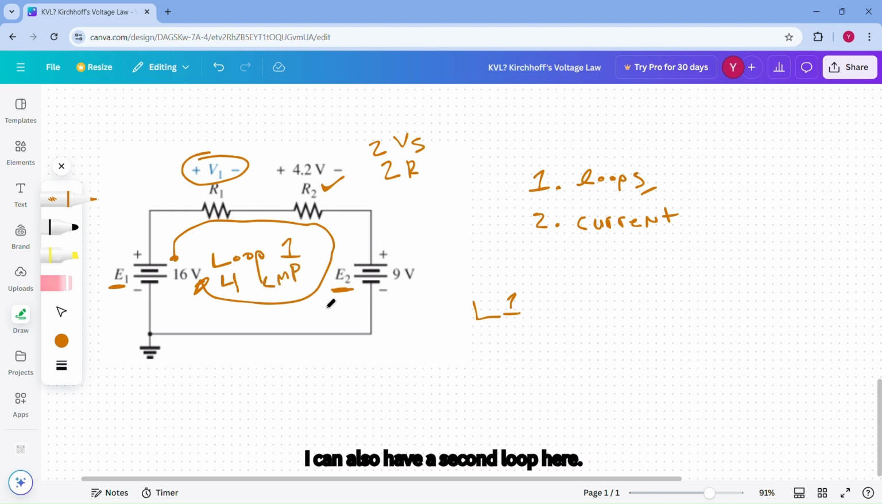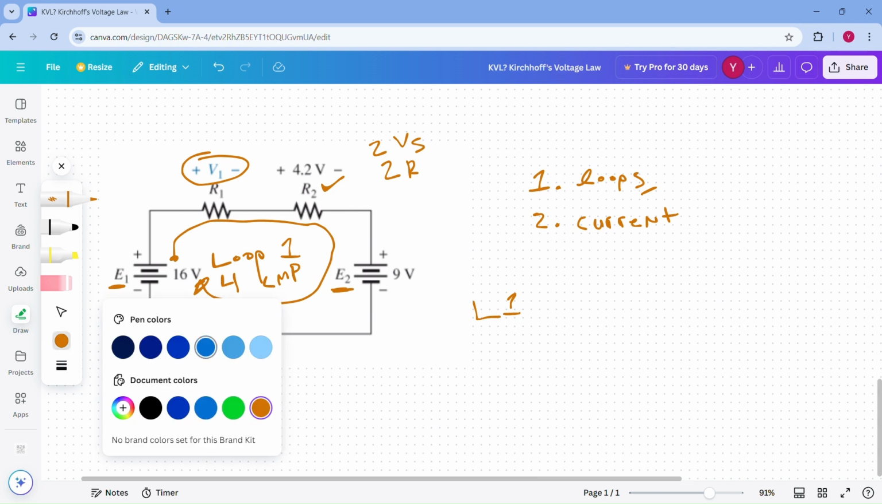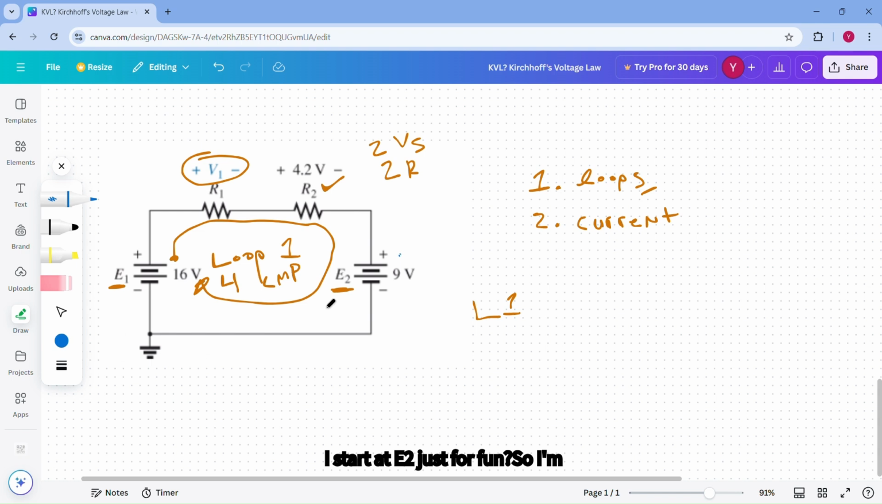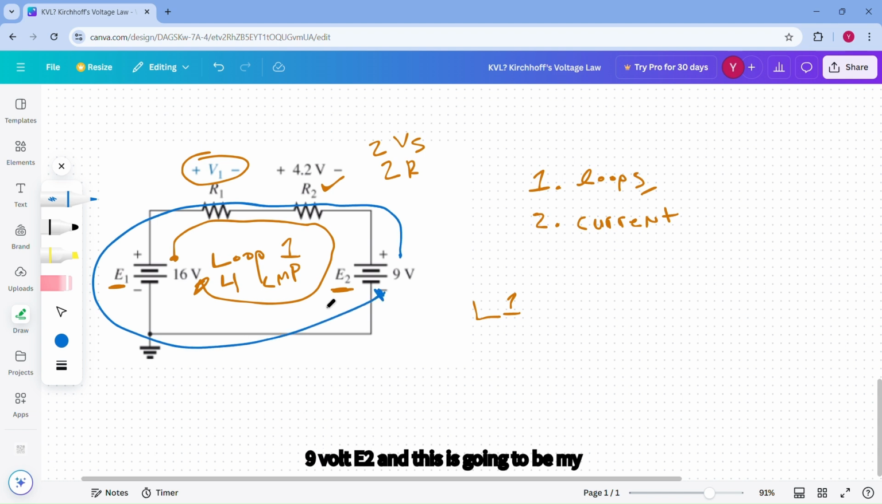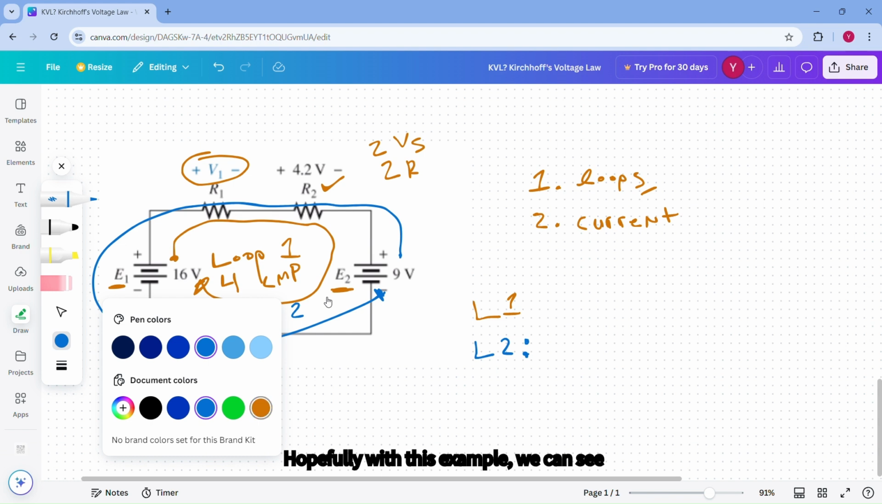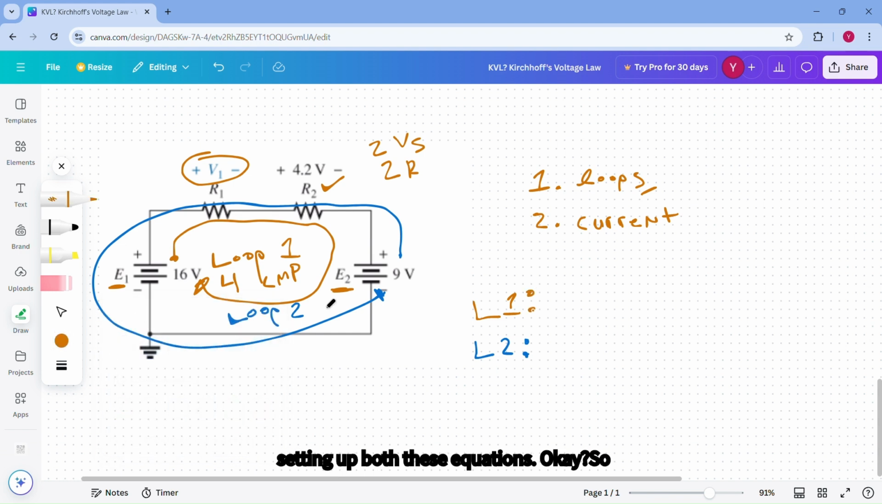I can also have a second loop here, and instead of starting at E1, why don't I start at E2 just for fun? So I'm going E2 to R2 to R1 to E1, and then back to this 9 volt E2. And this is going to be my loop 2. Hopefully with this example, we can see the importance of the algebraic sum in setting up both of these equations.